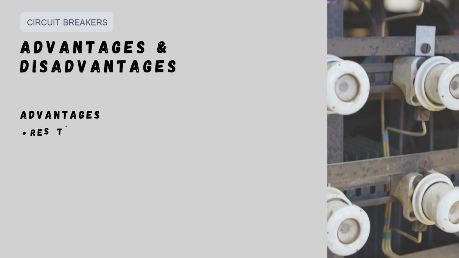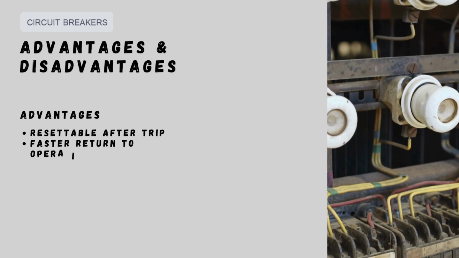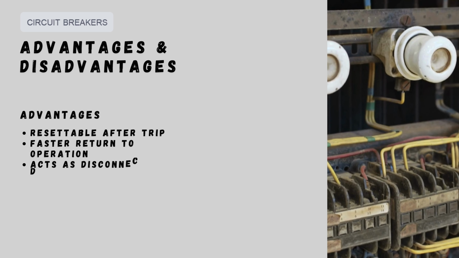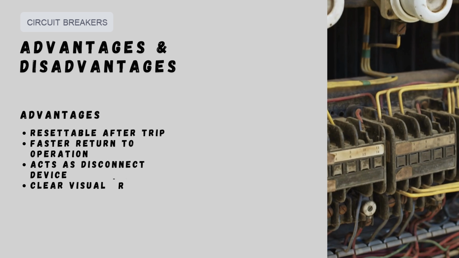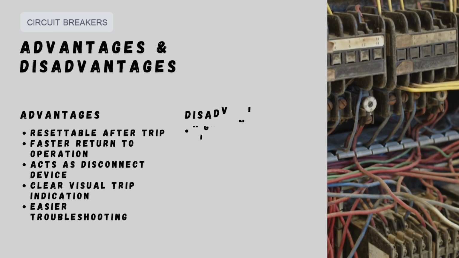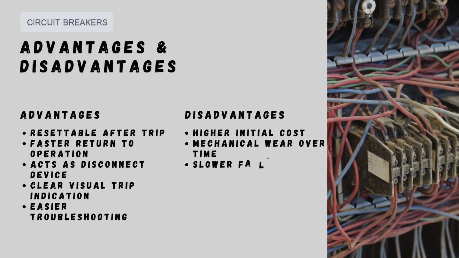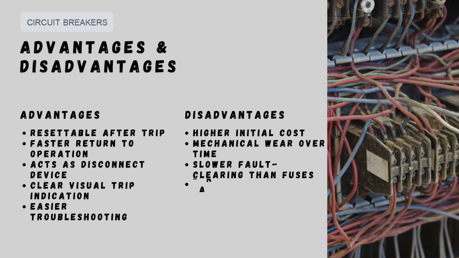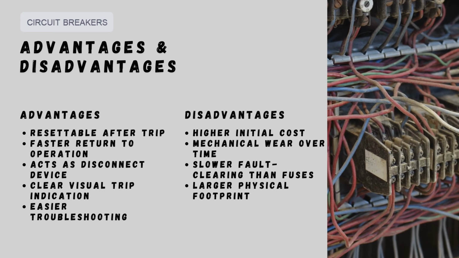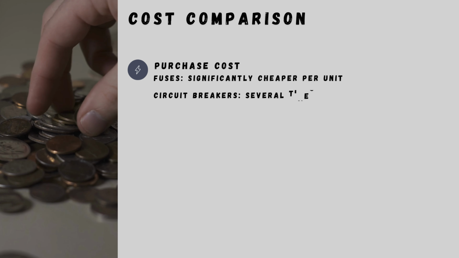Circuit breakers also have advantages. They are resettable after a trip, allow a faster return to operation, can act as a disconnect device, provide clear visual trip indication, and make troubleshooting easier. Their disadvantages include a higher initial cost, mechanical wear over time, slower fault clearing than fuses, and a larger physical footprint in some ratings.